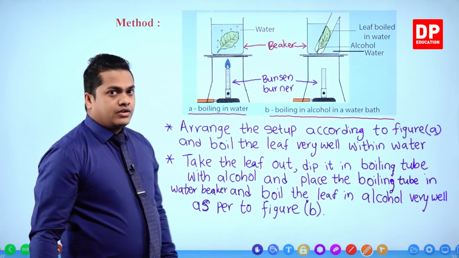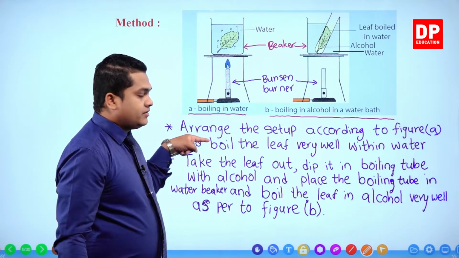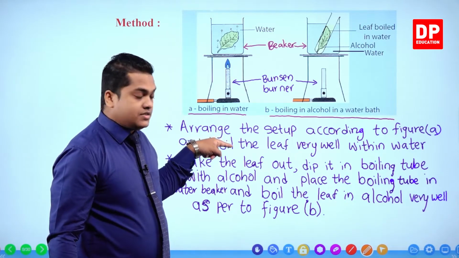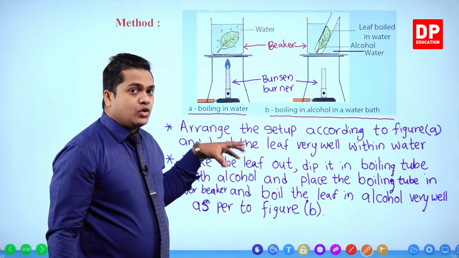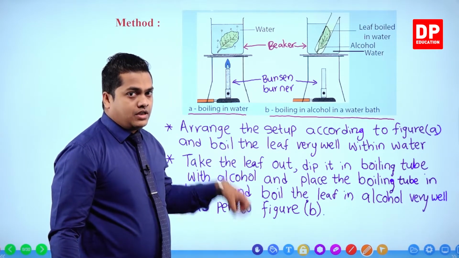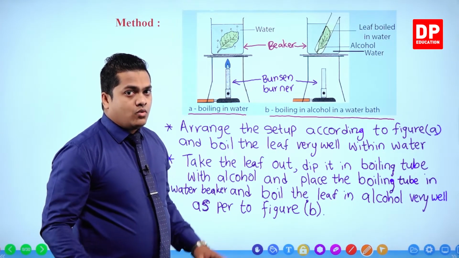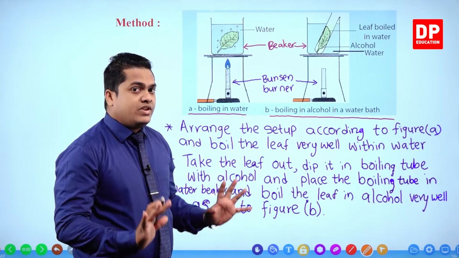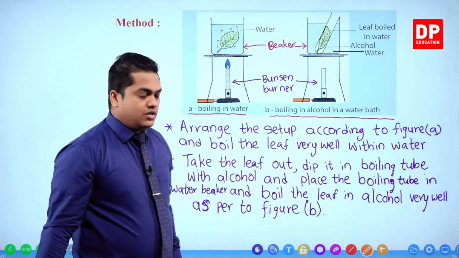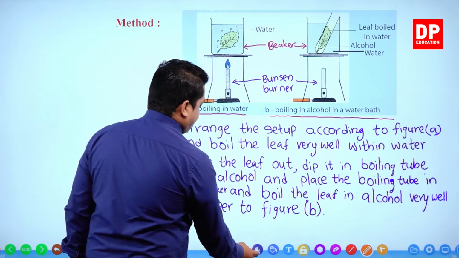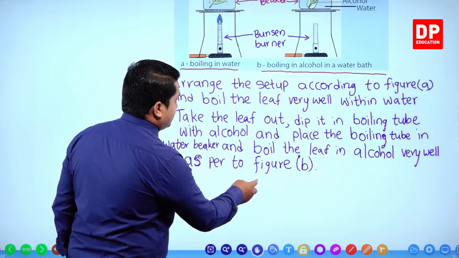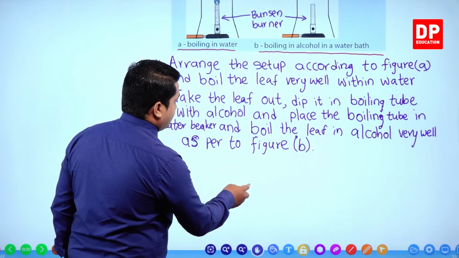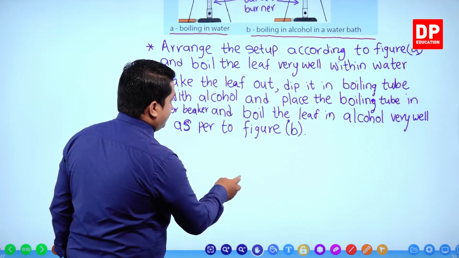First one, it helps to break the cell walls. Second one, dipping it in alcohol helps to dissolve chlorophyll. Now our two main steps are over. Third step. I'll take the slide somewhat up.